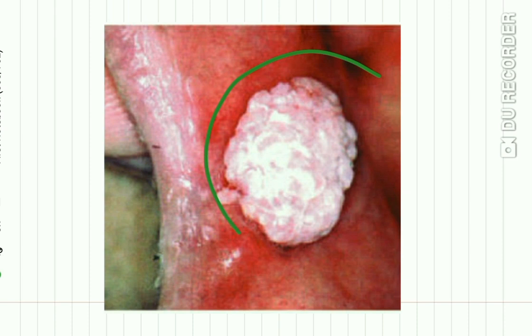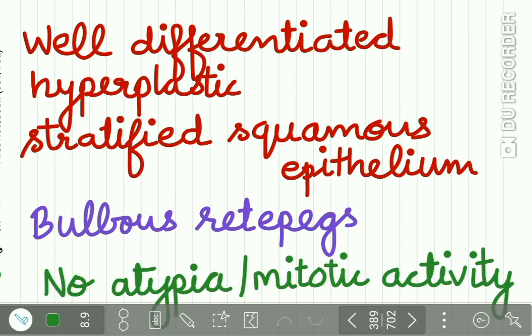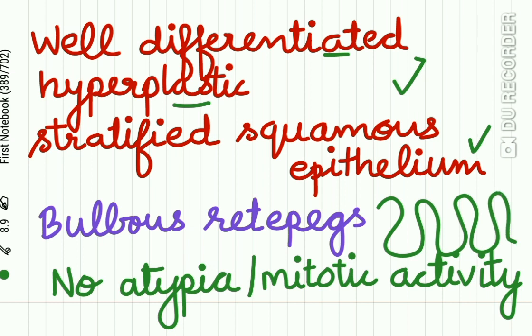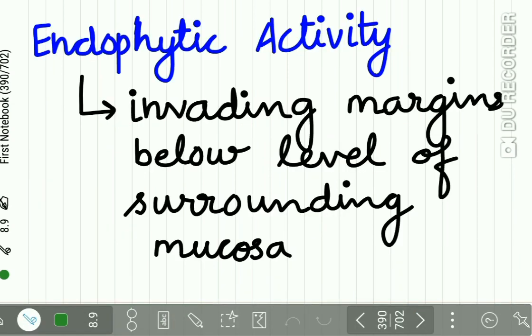Now, you can see a classical clinical picture of an exophytic, cauliflower-like warty growth of verrucous carcinoma. Now, the epithelium in verrucous carcinoma is well differentiated. It is hyperplastic, stratified squamous epithelium with bulbous rete pegs. The rete pegs are bulbous, and there is no atypia and minimal mitotic activity in the epithelium.